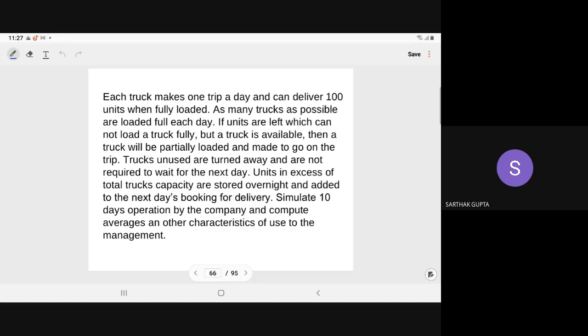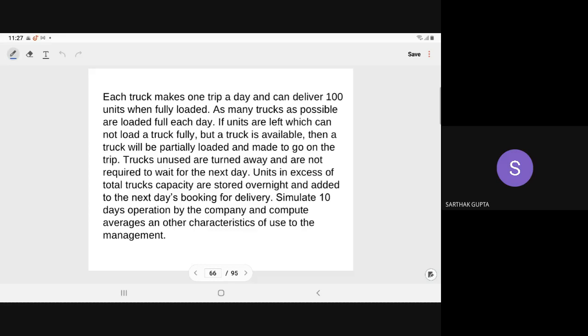So whatever the number of trucks available, and whatever the number of booked items we have, we can load the trucks fully. If units are left which cannot load a truck fully, but a truck is available, we can load it partially only. So capacity is 100. If we have less than 100 items, we will load and transport them. The truck will be partially loaded and made to go on the trip. We will not wait for the complete load.